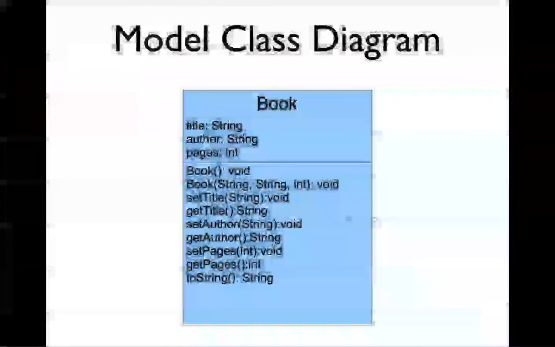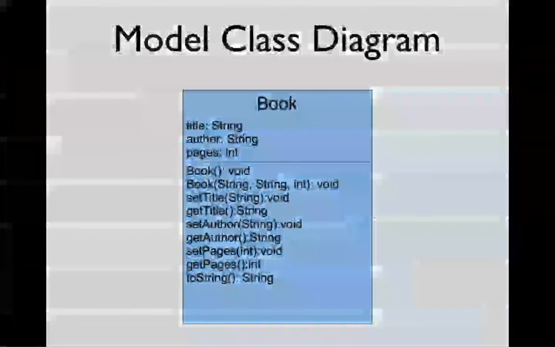We'll have a title, an author, and pages as fields. We'll have two overloaded constructors, one that allows us to enter the title, author, and pages, and one that takes no parameters. We'll have getters and setters for each of the instance variables, and we'll have a toString method. We'll use this class as needed when we create, read, update, and delete books to our book database.